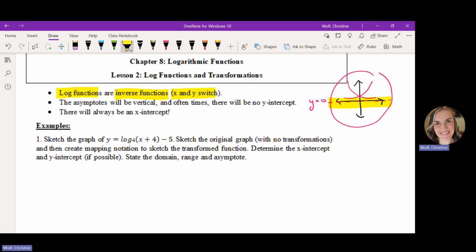And remember, with exponential functions there was often no x-intercept, because you would approach the x-axis but not touch. So this time, that switches too. There will now be no y-intercept. And just like the opposite of exponential functions, where there was always a y-intercept right here, now there will always be an x-intercept. Everything we knew is just swapped.